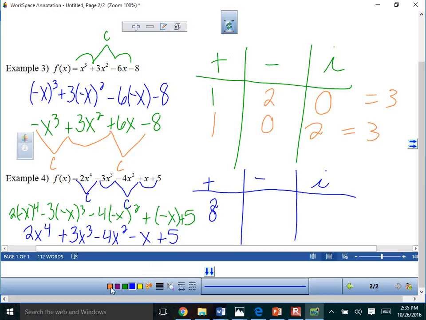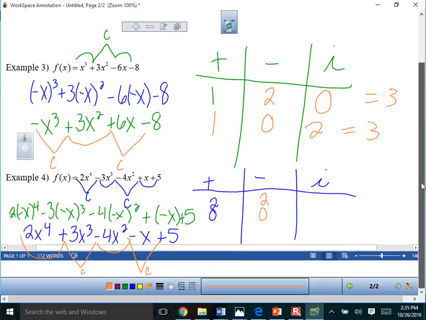So now we just have to count the sign changes. From positive to positive, no sign change, but from positive to negative, that is a sign change. Negative to negative, no sign change, but from negative to positive, that is a sign change. So the number of possible negative roots is going to be either 2 or 0 as well. If we have 2 positive roots and 2 negative roots, then we're going to have 0 imaginary because we need the sum to be 4.